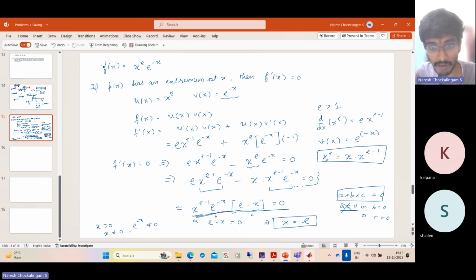Then take b as e power minus x. And the exponential function is non-zero everywhere on the real line. So whatever x is, it'll always be positive. So again, b cannot be equal to 0. So essentially, you only have one option, which is c equal to 0. What is c? c is e minus x. So if e minus x should be equal to 0, then x should be equal to e. Is that okay?